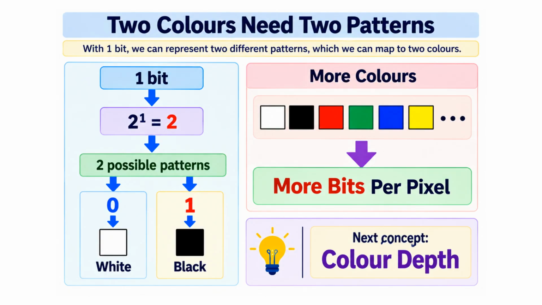But what happens when we want to represent more colors, such as red, green, blue, and yellow? 2 binary patterns are no longer enough. We need more bits for each pixel to create more possible binary patterns. And this leads us to our next important concept: color depth.